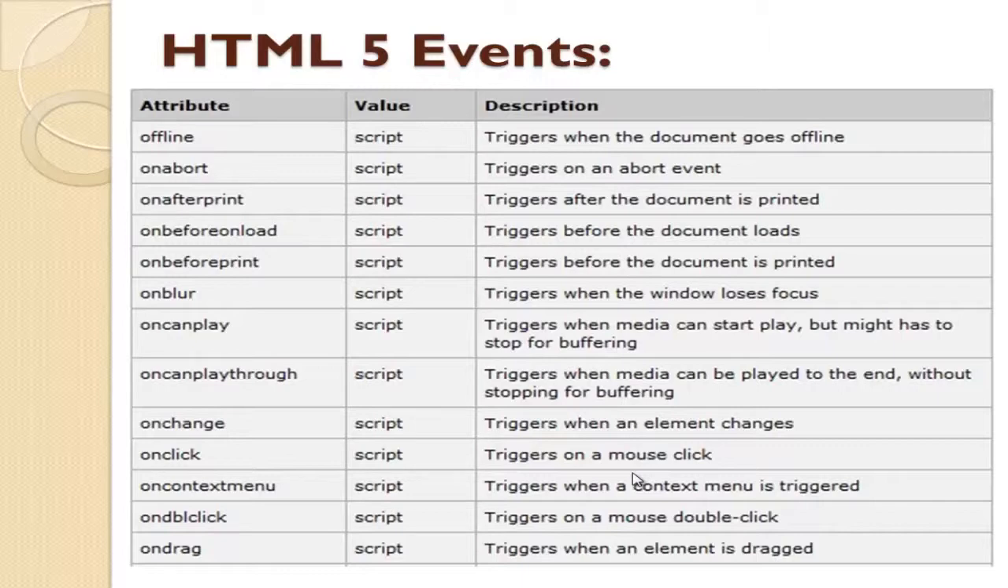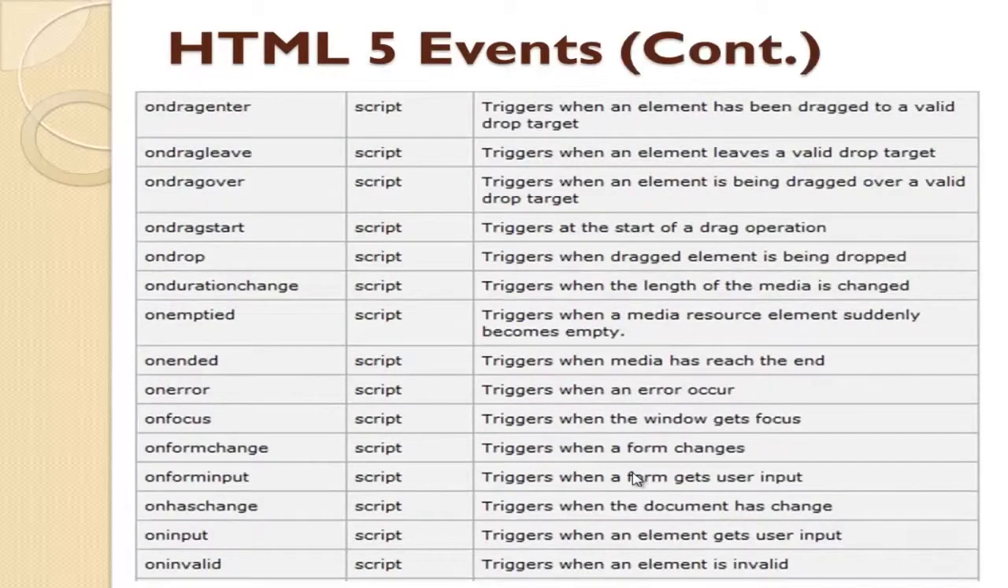Ondrag triggers when an element is dragged to another position. Then we have ondragenter. It triggers when an element has been dragged to a valid drop target. Ondragleave triggers when an element leaves a valid drop target. Ondragover triggers when an element is being dragged over a valid drop target. Ondragstart triggers at the start of a drag operation. Ondrop triggers when the dragged element is being dropped. Then ondurationchange triggers when the length of the media is changed. Onemptied triggers when a media resource element suddenly becomes empty.